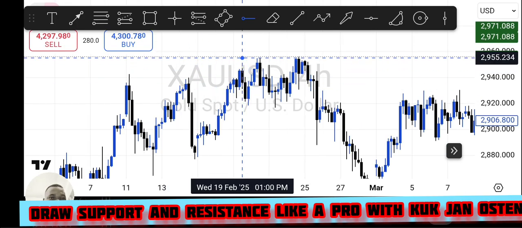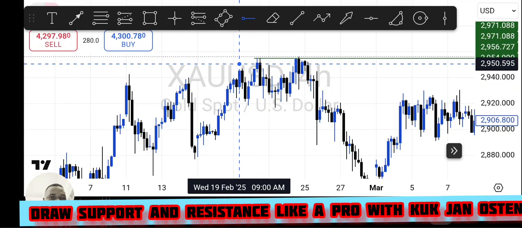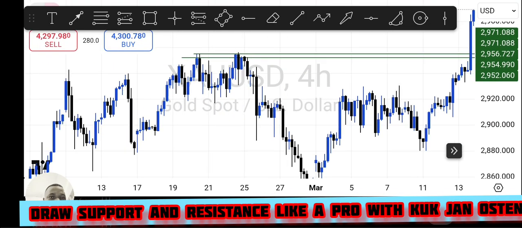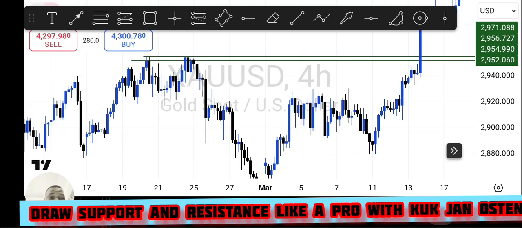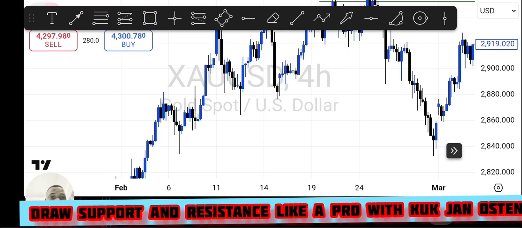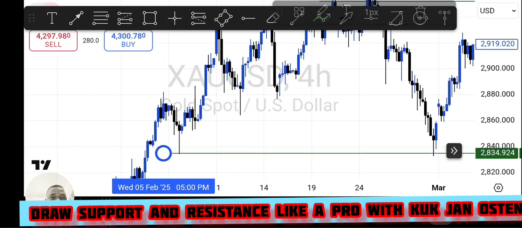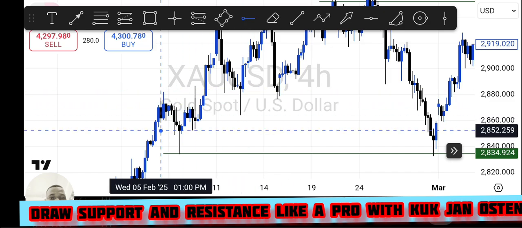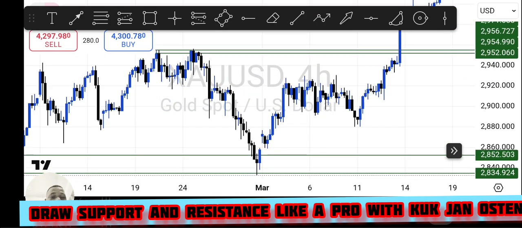So we only mark the wick and we only mark the body. Okay guys, we mark the wick, we mark the body. That's the zone. Prices started dropping down from that point. At this point we mark the wick, and we mark the body. Okay guys, so that's forming a strong support zone.